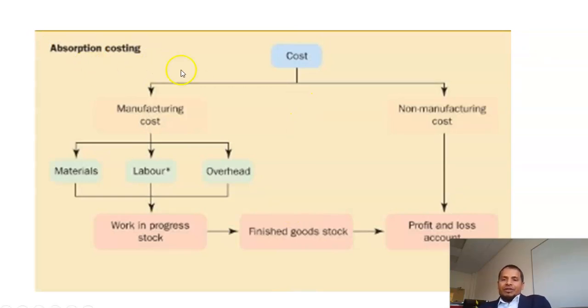So absorption costing, if we just say in a chart, the cost can be divided into manufacturing and non-manufacturing cost, as we saw in our previous slide. Cost is divided based on whether it is production related or non-production related. In production cost, manufacturing cost, material, labor, overhead, all these three elements are considered as product cost, charged on the product or manufacturing process. And non-manufacturing cost is directly charged on the profit and loss account.